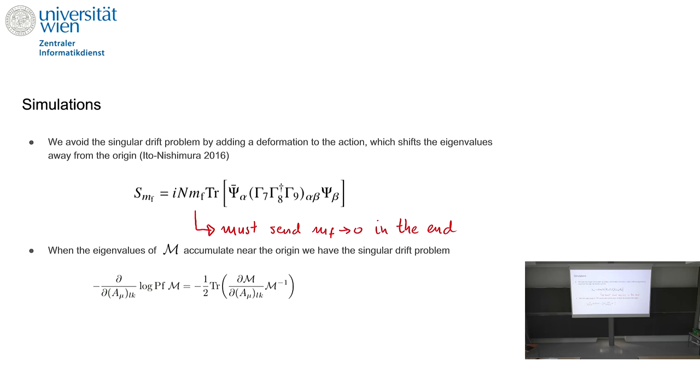Ito and Nishimura proposed, in the context of a different model that they study, to shift those eigenvalues away from the origin by adding this term quadratic in the fermions. It was not exactly that in their model, but in spirit it is the same. This deformation is controlled by this parameter m_F. Of course, this takes us away from the original model, and in order to study the IKKT model, we have eventually to send this parameter to zero.